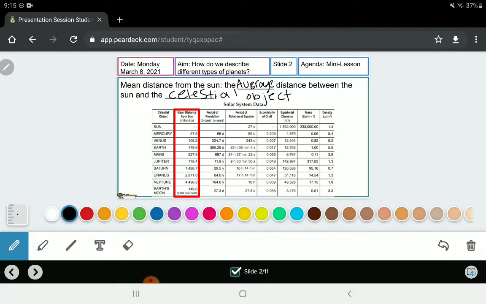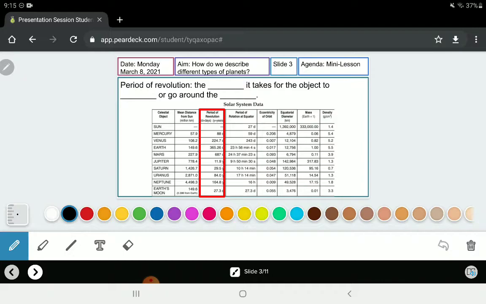So any of the celestial objects are here. So we have the sun. Notice that there is no distance to the sun from the sun because it's the same thing. And then the Earth's moon actually tells you how far away it is from the Earth rather than from the sun.